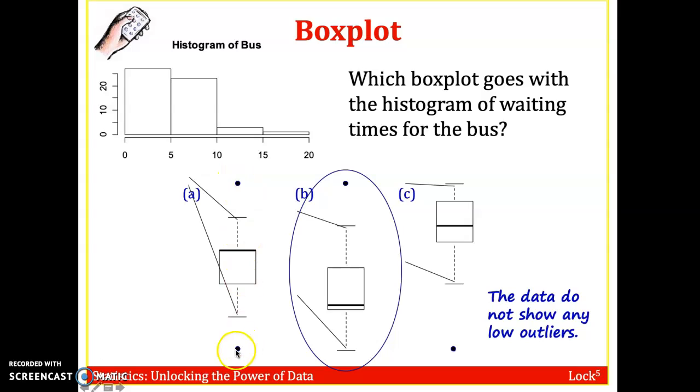A has an upper outlier and a lower outlier, but if we have a strong right skew distribution, that means an upper outlier makes sense, but there is not going to be a lower outlier. That's why B makes a lot more sense to compare with this histogram.